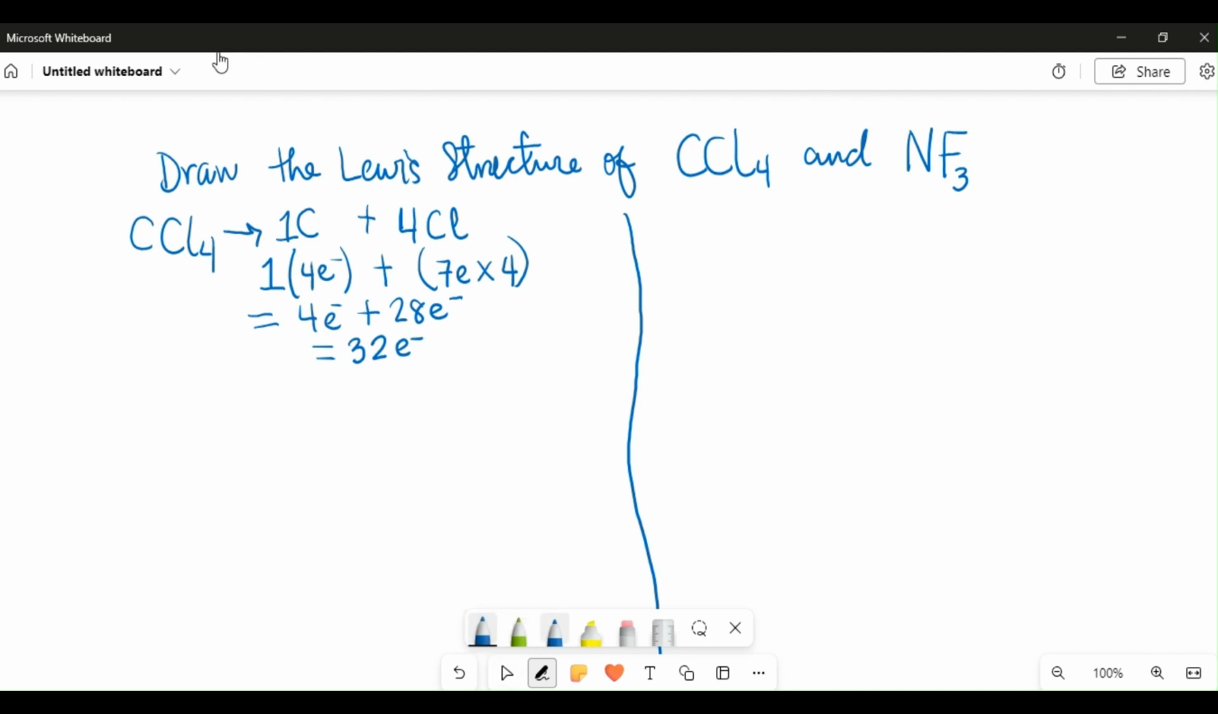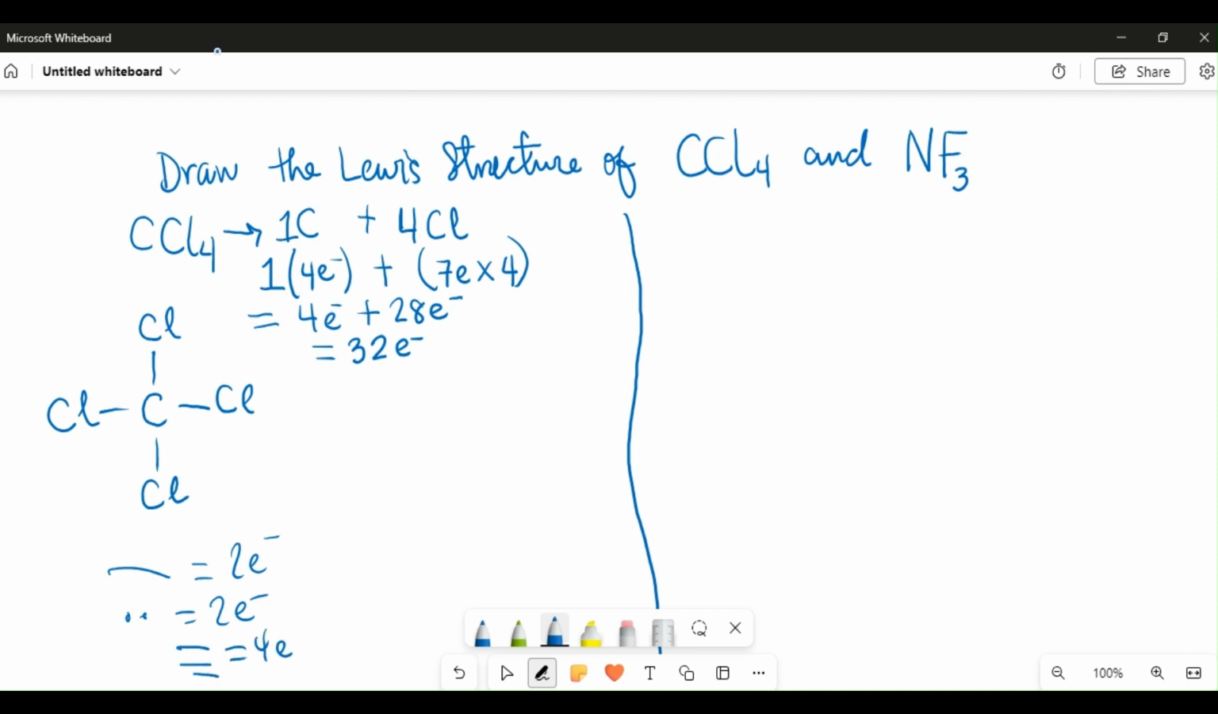The next thing you do is draw the skeletal structure, which is just a structure with the atoms connected to each other by bonds. We've got carbon going into chlorine, another chlorine, and then the fourth and last chlorine. It's important to note that each bond is always equal to 2 electrons, and each lone pair is always equal to 2 electrons. 2 bonds equal 4 electrons, and a triple bond, or 3 bonds, equals 6 electrons.